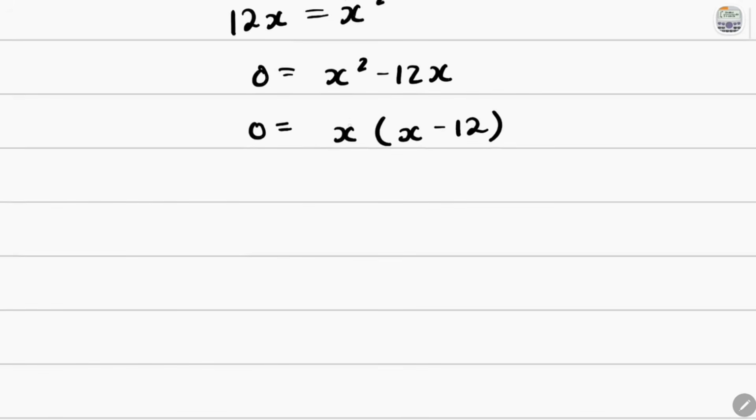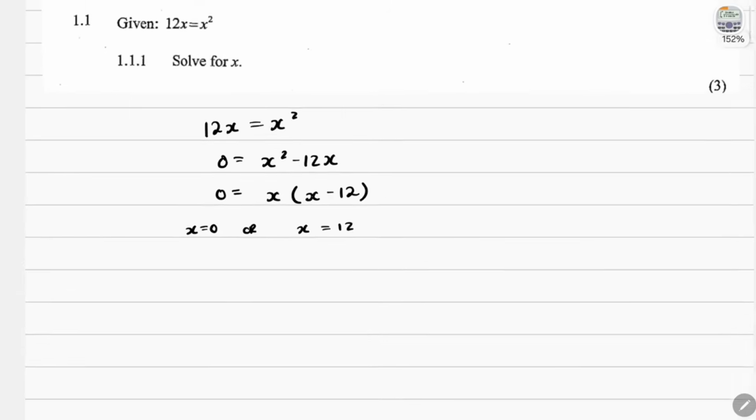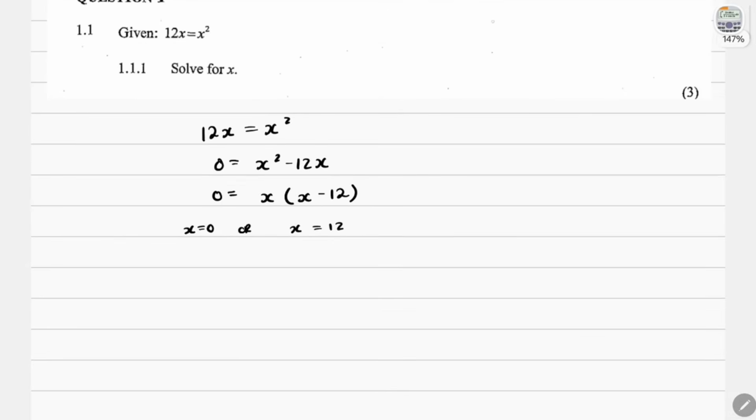Now we have a value multiplied by another value, and they give us 0. The only way that that is possible, and also to ensure that the equation actually is equal to 0, is if x is equal to 0 or x minus 12 is equal to 0. So x is equal to positive 12 if we transpose that. And these are our answers. Moving on to the next question.